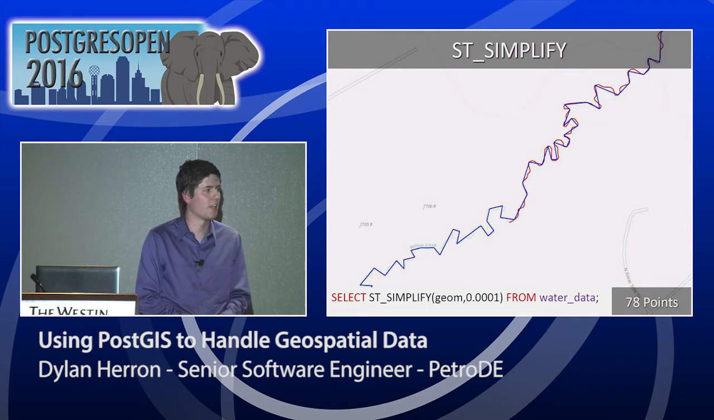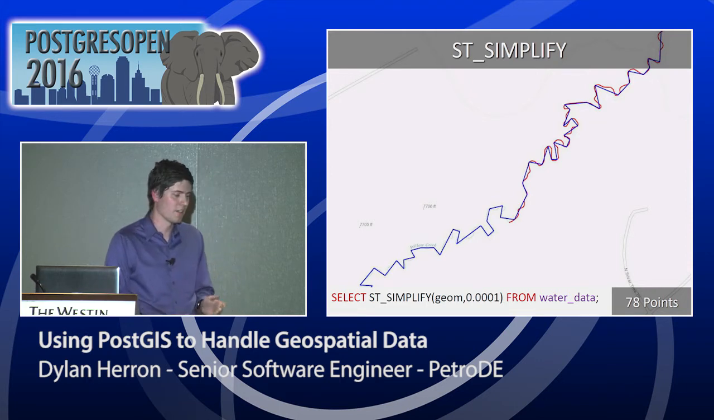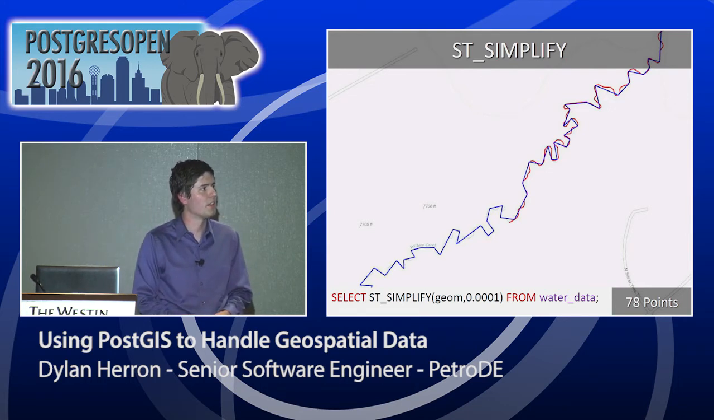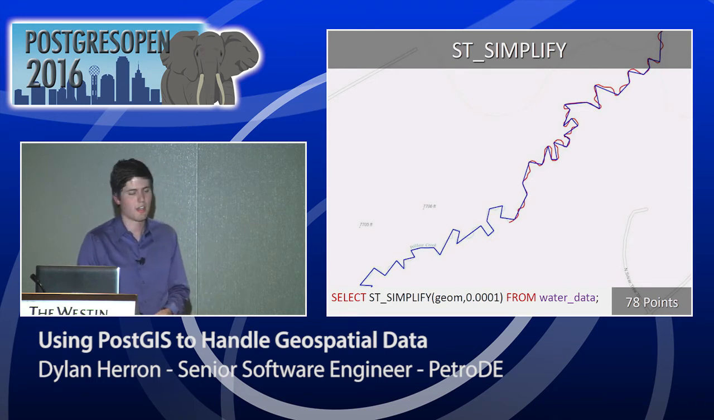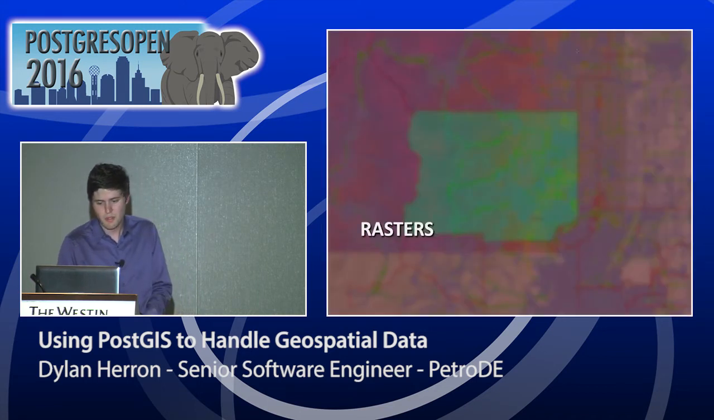On the left there, I have the simplified line, and then on the right, I have overlaid that so you can see what the error you might expect. And adjusting that tolerance either way will dictate how close of a representation you get.